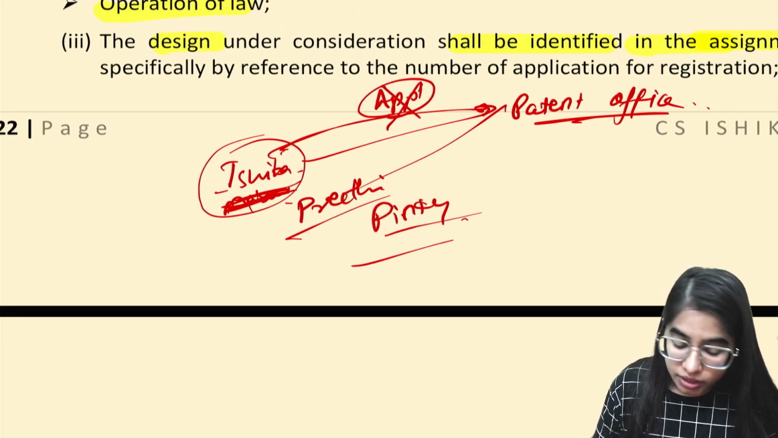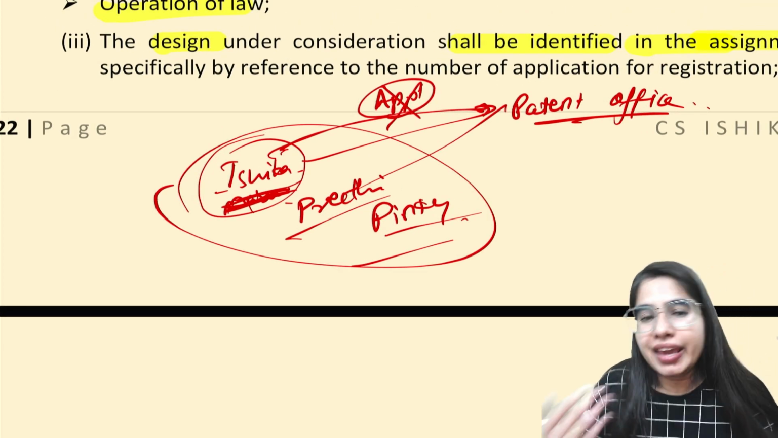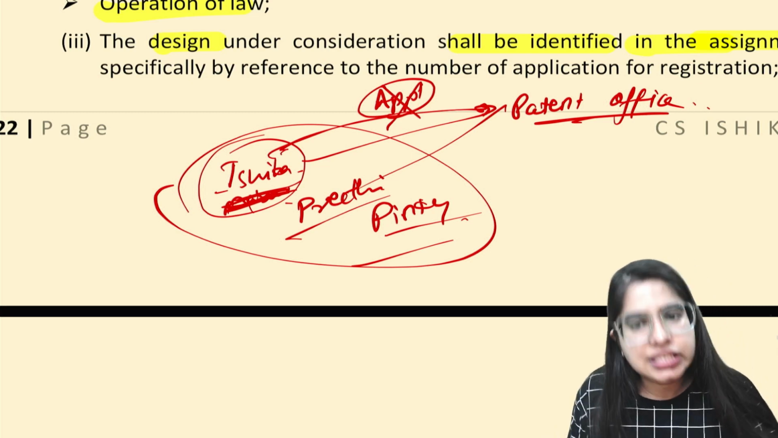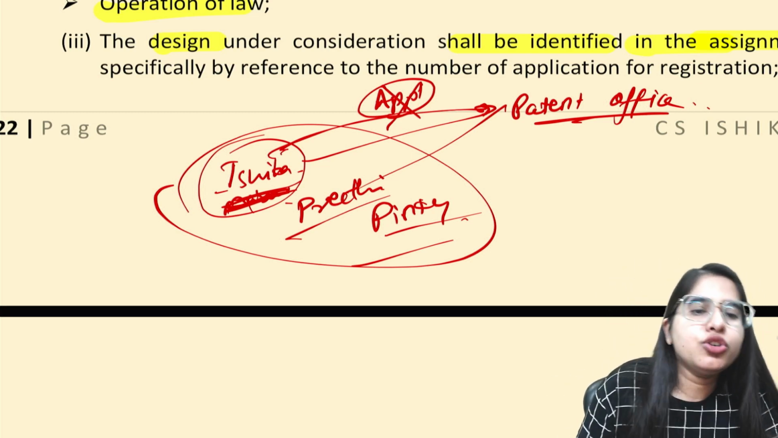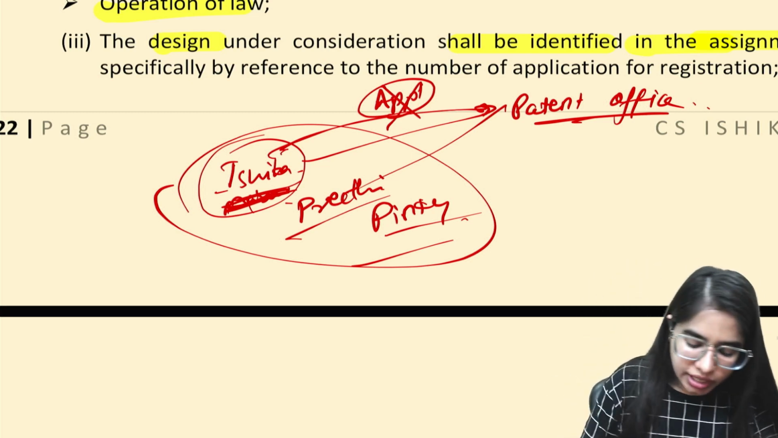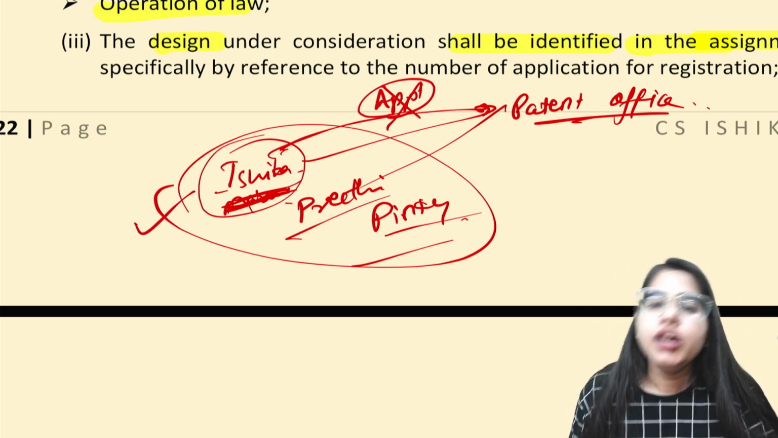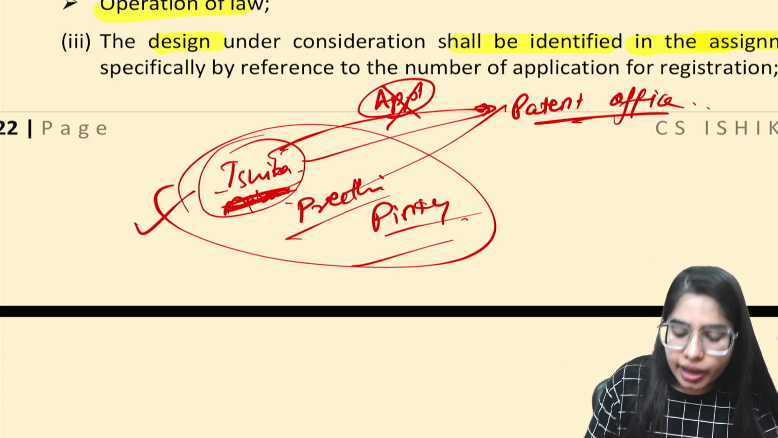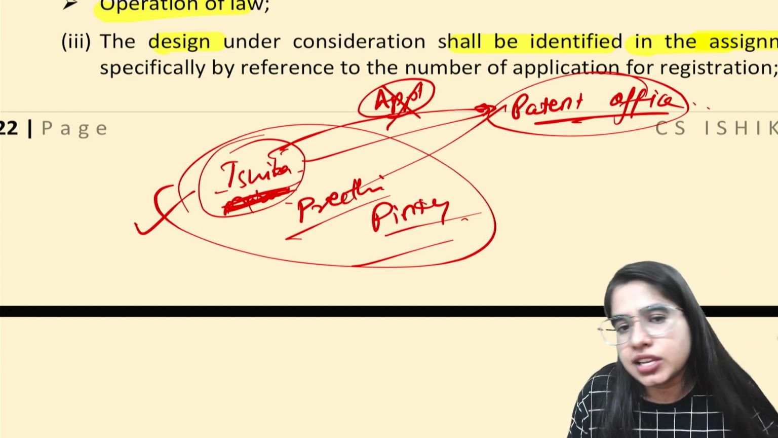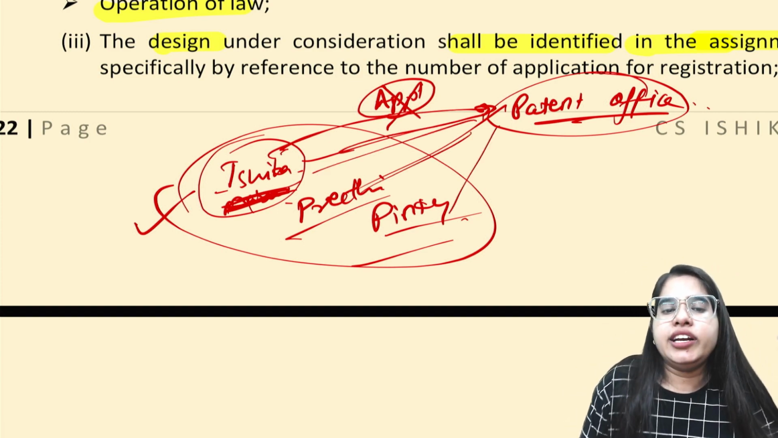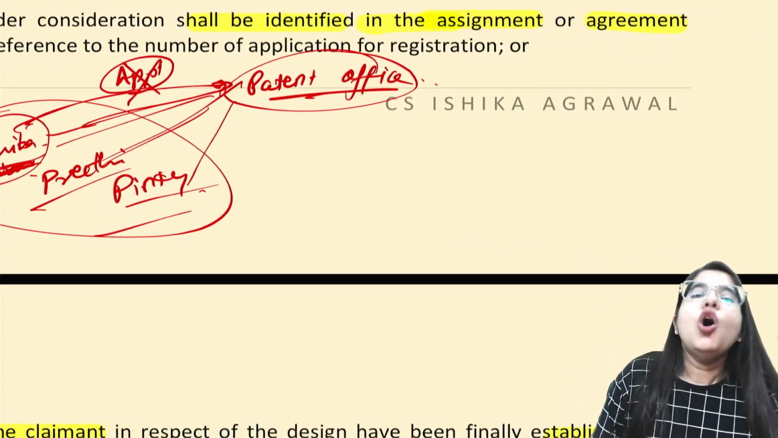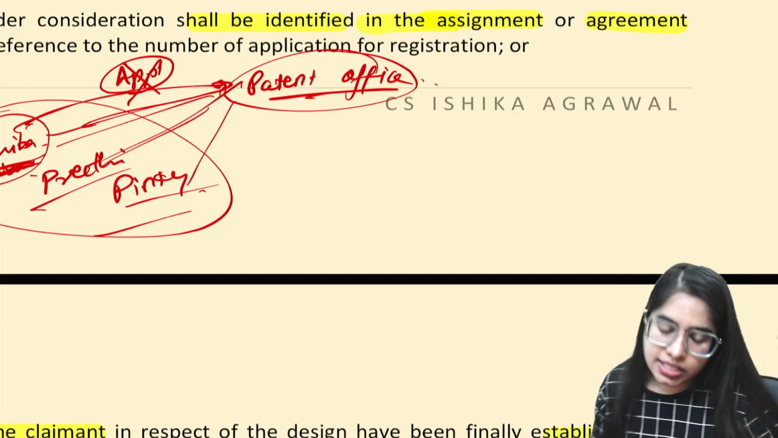So can you make a joint application? Yes. Can you later on make a joint application? Yes, you can do it. Earlier, let's say I applied only in my name. Now I want to change that, and I want to ask the patent office: hey, patent office, listen now, please make it a joint application. Can we do so? Yes. Or can I transfer it? Yes, I can also transfer it.